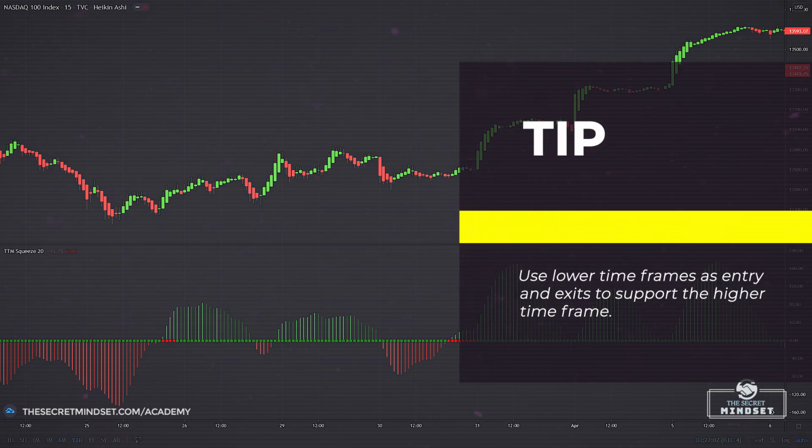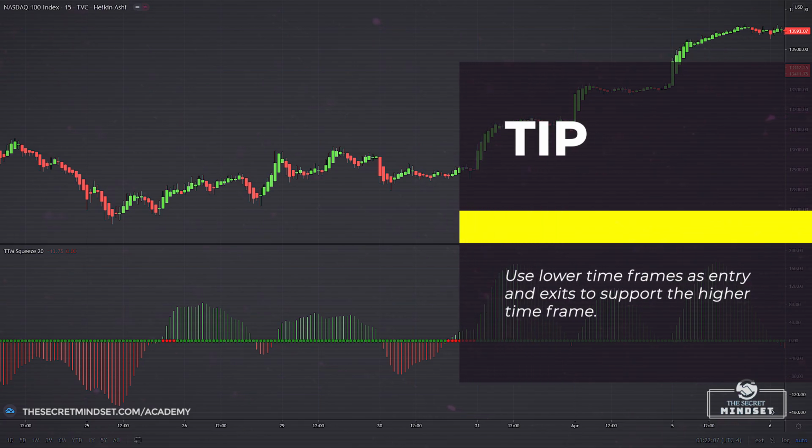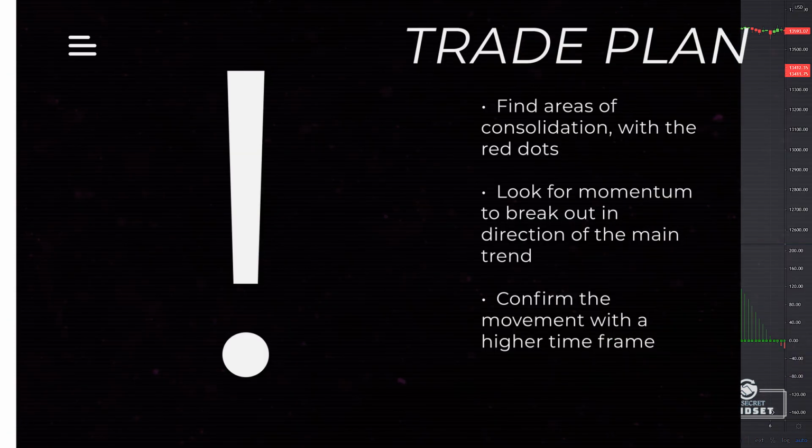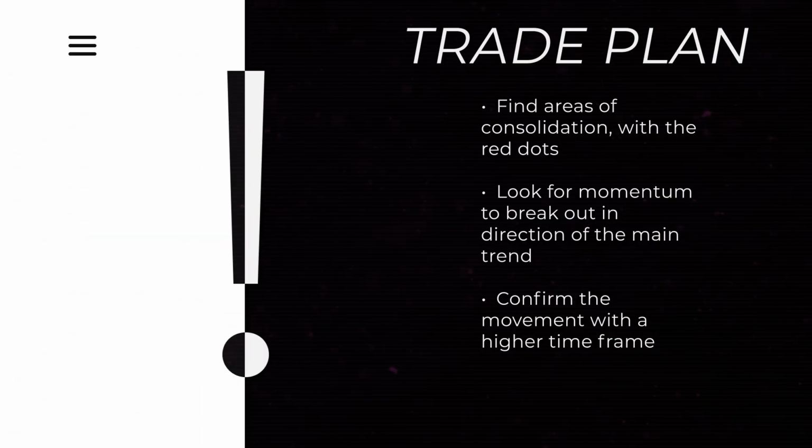Lower timeframes are typically used as entry and exits to support the higher timeframe when day trading or swing trading. Just remember these steps. Find areas of consolidation with the red dots, look for momentum to break out in the direction of the main trend, and confirm the movement with a higher timeframe.